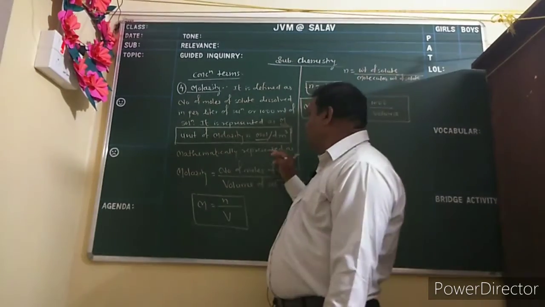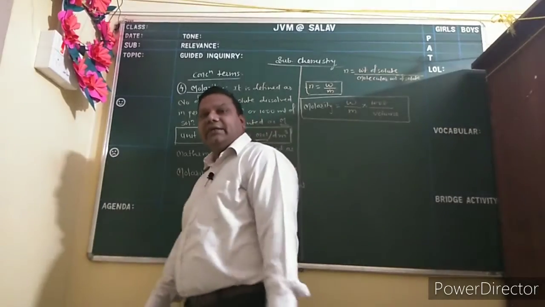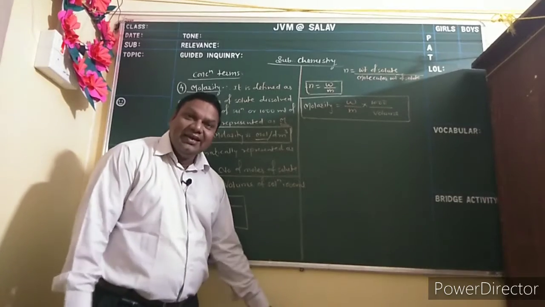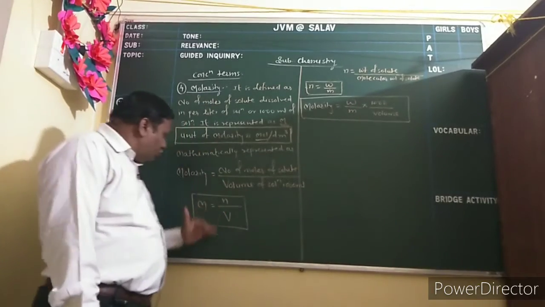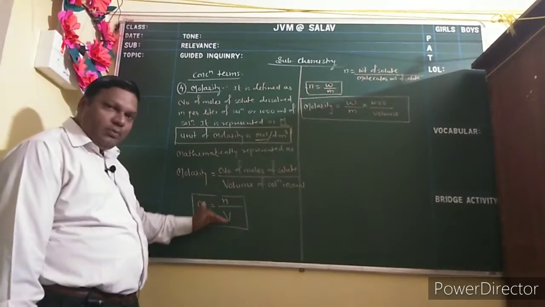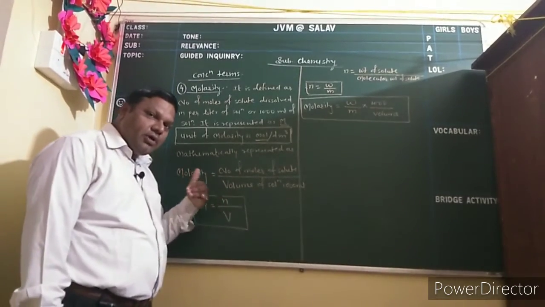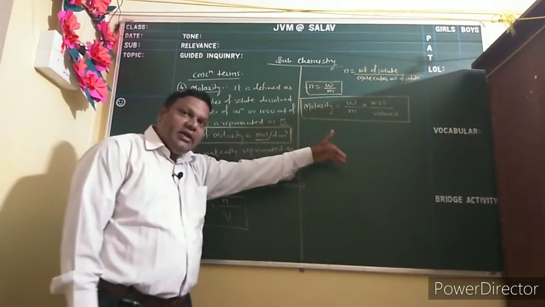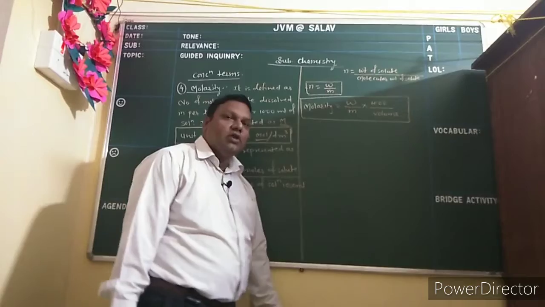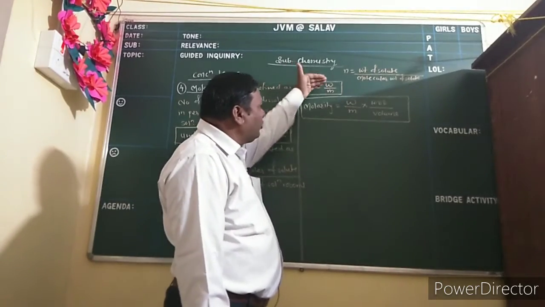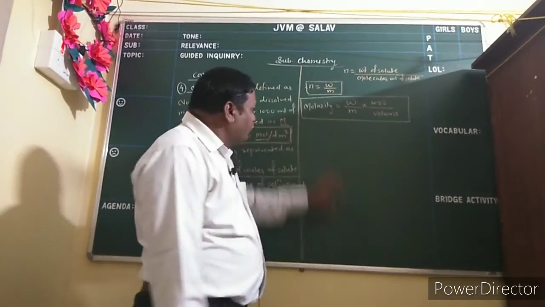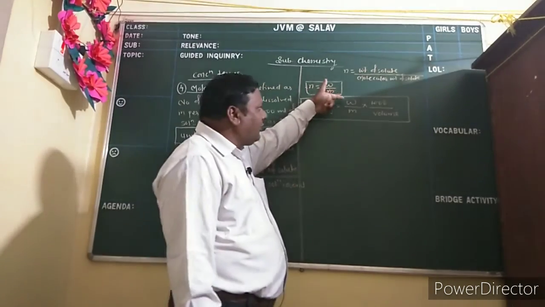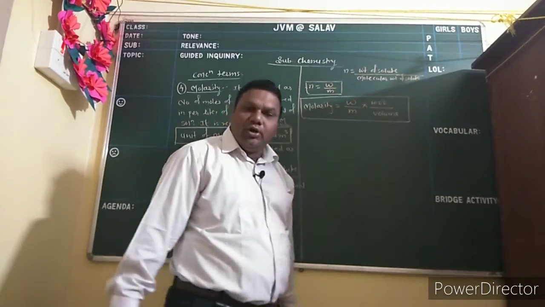So mathematically molarity is equal to number of moles of solute upon volume of solution in liter or 1000 ml. So molarity is equal to small n upon capital V. Small n indicates number of moles, V indicates volume, and number of moles can be calculated as weight of solute upon molecular weight of solute. So small n is equal to small w upon small m. Put this value in the formula, and you will get small w upon small m into 1000 upon volume.